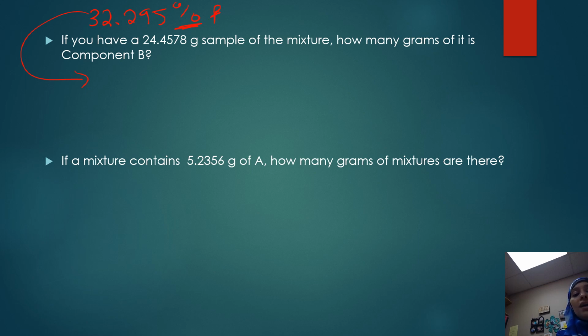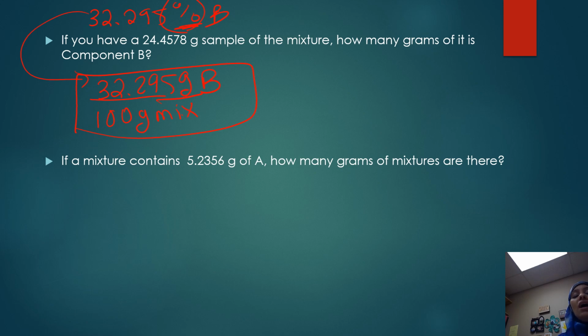So if my mixture is 32.295% of component B, then you can bet your money, let me write it as a conversion factor. If the fact that this is percent per 100, if I had a 100-gram sample of mixture, then I know for certain 32.295 grams of it is going to be component B. Do you see how that is a conversion factor right there? So I can go from grams of mixture to grams of component B, or I can go from grams of component B to grams of mixture.